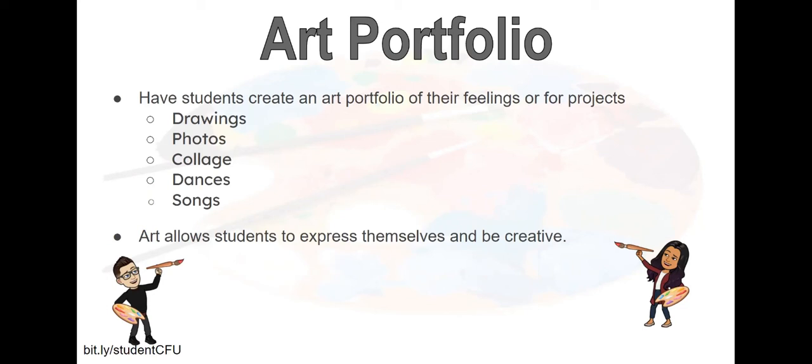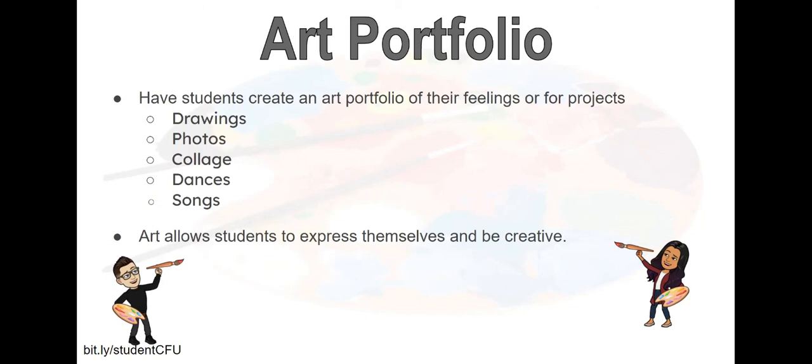And then how can they show us this art portfolio that they've created? How can they show us the songs and the dances, the photos, the drawings that they're coming up with? They could do it in Google Slides. They could do it in Flipgrid. They can show us in so many different ways.